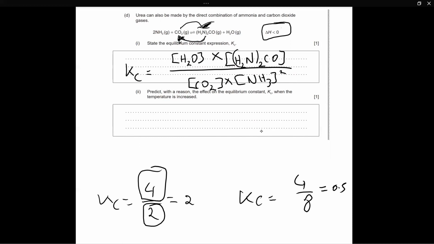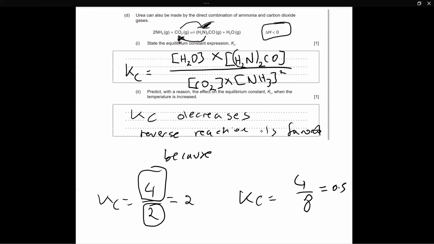So what is the effect of increasing temperature on the equilibrium constant? Kc decreases. And they've also asked us to provide a reason. The reason you can provide is that the reverse reaction is favored because the forward reaction is exothermic. And this should be sufficient to get you your marks.